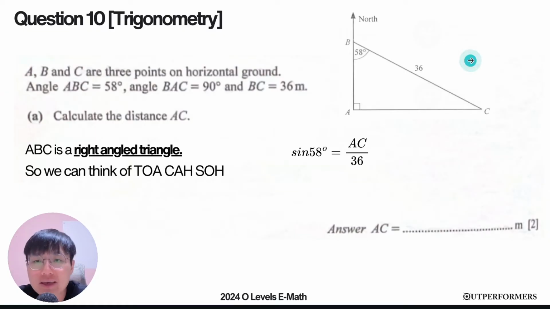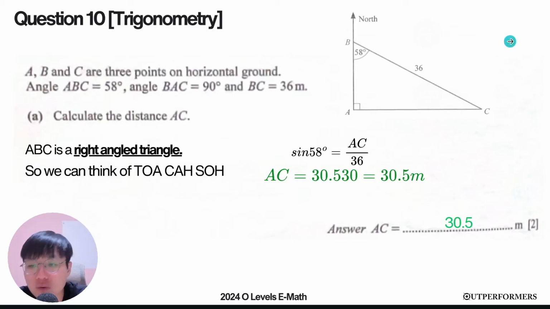Okay, and why is that so? From here, we already have the angle, and AC is the opposite. So I can actually use my opposite as well as the hypotenuse here. So opposite and hypotenuse will put together to your SO. So sine 58 degrees equals AC over 36, and all I need to do is to cross multiply to get AC, 30.5. Alright, so AC is 30.5 meters.